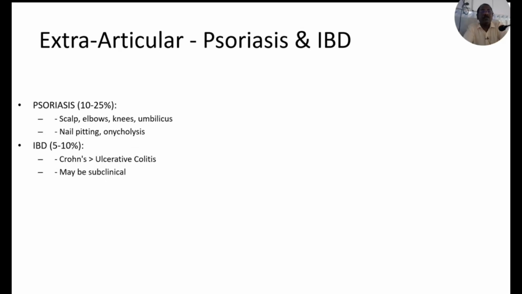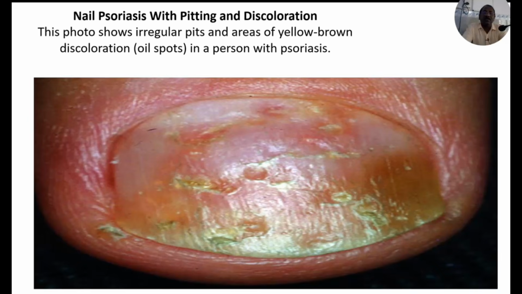Psoriasis and IBD, yes, in about 10 to 25% of the cases you have the extra-articular manifestations. The scalp psoriasis is common, elbows, knees, umbilicus. So that is the reason some people don't know that they are having the scalp psoriasis unless you see and diagnose it. In the same way, some people don't know that they are having the psoriasis in the palmar areas, in the plantar areas. Nail pitting, onycholysis. So IBD, Crohn's is more common than the ulcerative colitis as far as this spondyloarthritis is concerned. Sometimes maybe the subclinical, they may not appreciate these diseases.